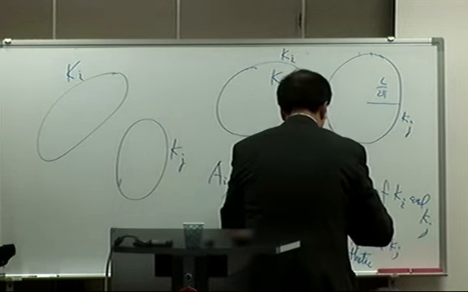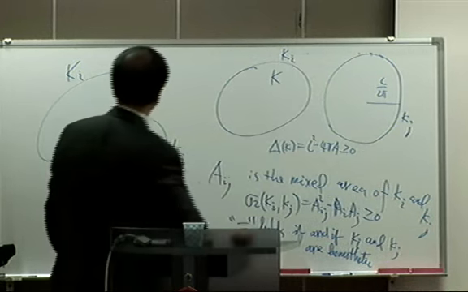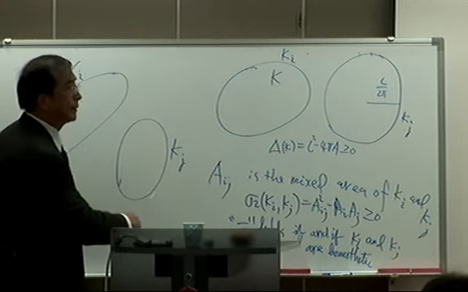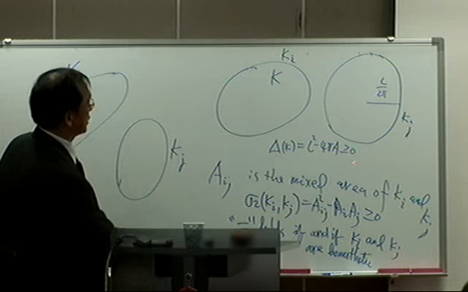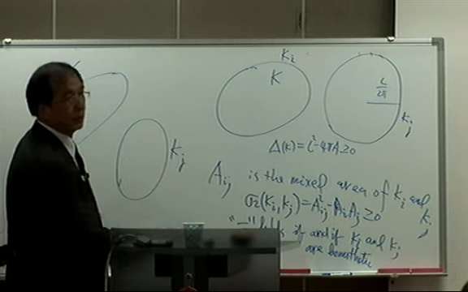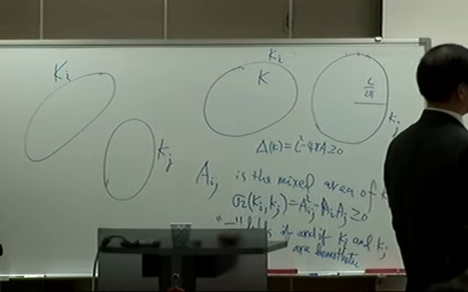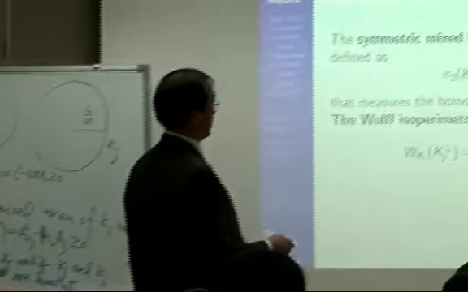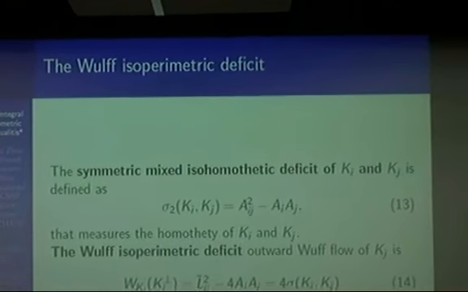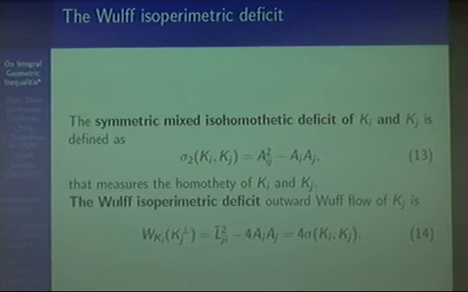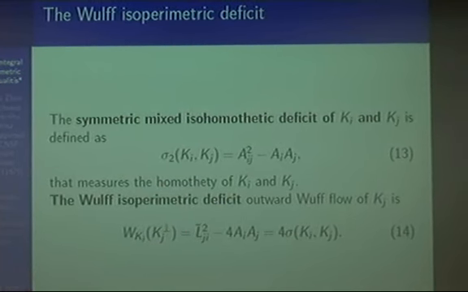Okay. So therefore, if you choose one as a disk, then this is just back to this one. Okay. So we just directly compare. We call this a Wulff isoperimetric deficit towards the Wulff flow. Is this one. Wulff flow is the Kj, it's the norm here. Okay, forget this one here.